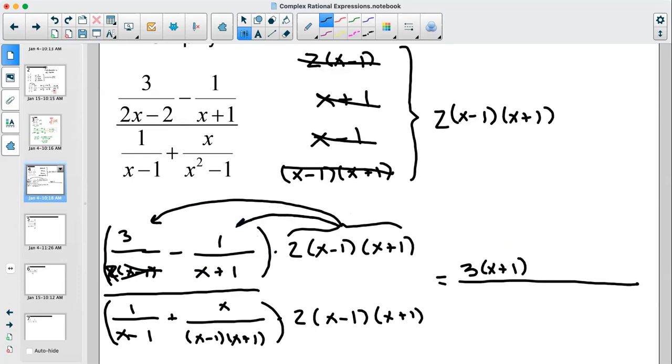For the second one, I put a minus sign because there's a minus sign here. The 2 doesn't cancel out because there's no 2 on the bottom here. The x minus 1 doesn't cancel out because there's no x minus 1 down here. The x plus 1 does cancel out with this. So I'm left with 2 times x minus 1 times 1.